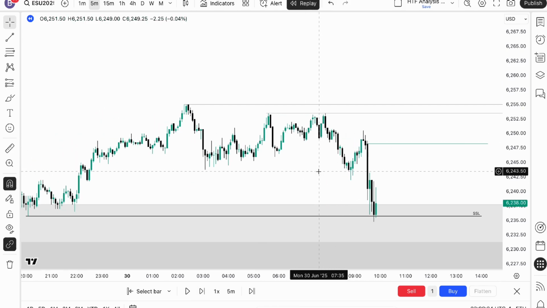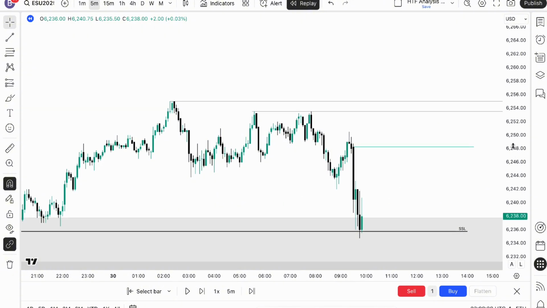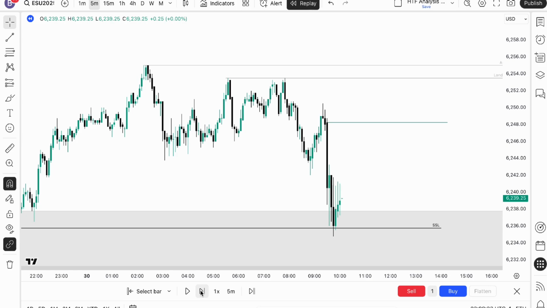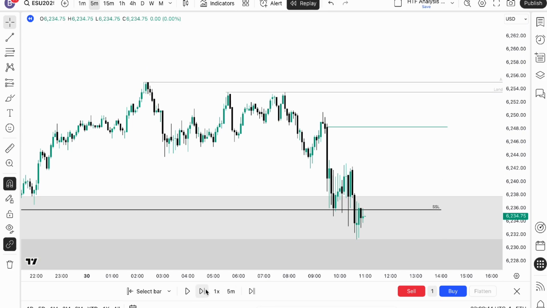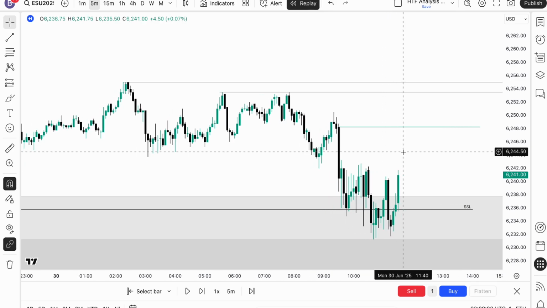All right, cool. So we see that price comes down. We sweep this sell side liquidity right here. We're going to be looking for the order flow around this sell side liquidity. Slight consolidation right here, nothing very interesting. So this is where we have our first point of interest right here.